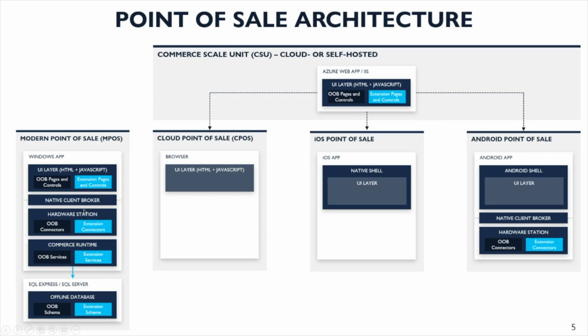So it's the same extension you develop. It can either go to the cloud point of sale based on your deployment topology, but it can also go to the modern point of sale. This is like a Windows app where you will download the installer from the lifecycle service and install it in your local machine. Okay. This has much more power.